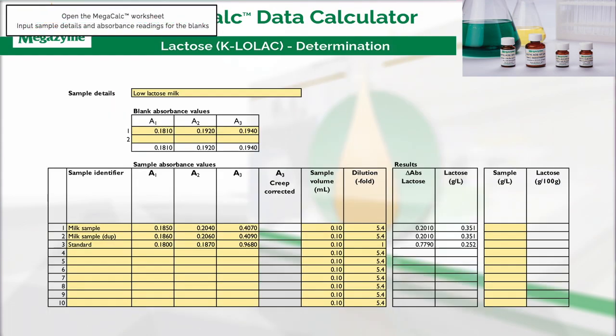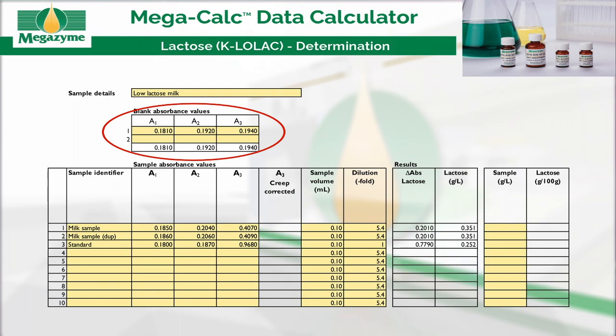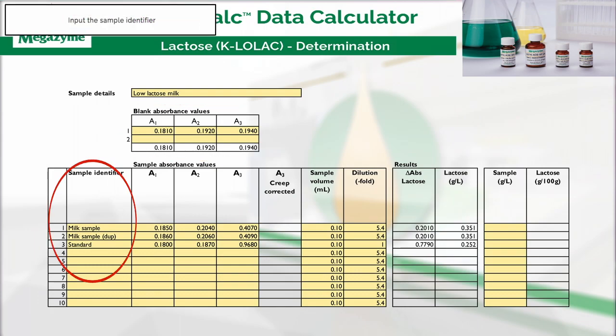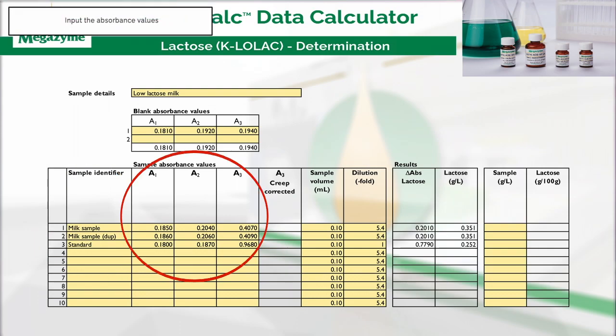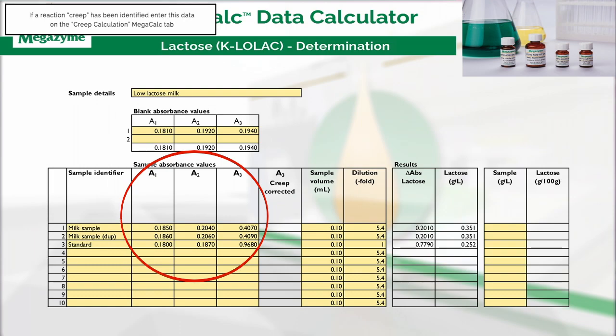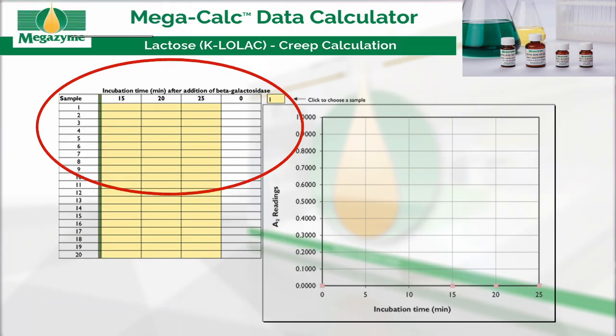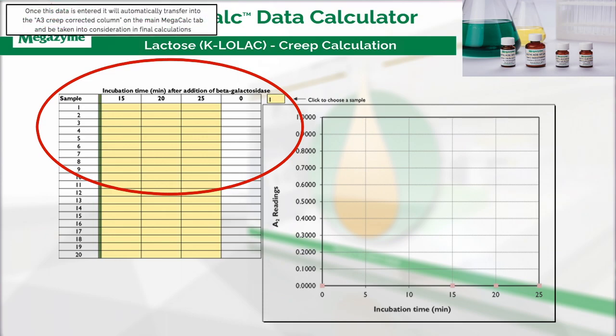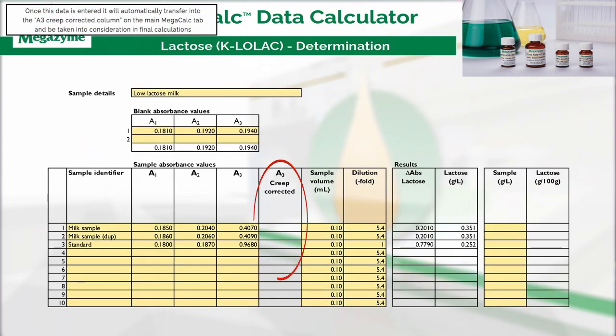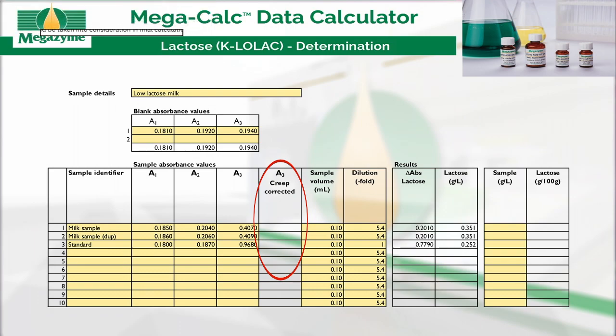The MegaCalc spreadsheet provides full instructions for use. Open the MegaCalc worksheet and input the following: sample details, absorbance readings for the blanks. For each sample, input the sample identifier. For each sample, input the absorbance values recorded. If a reaction creep has been identified, enter this data on the Creep Calculation MegaCalc tab. Once this data is entered, it will automatically transfer into the A3 Creep Corrected column on the main MegaCalc tab and be taken into consideration in the final calculations.